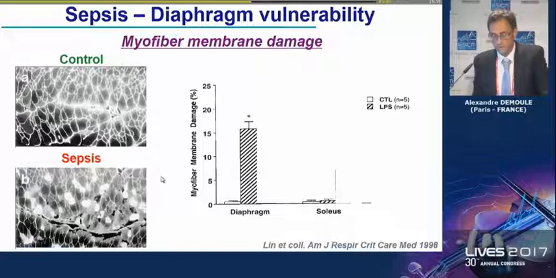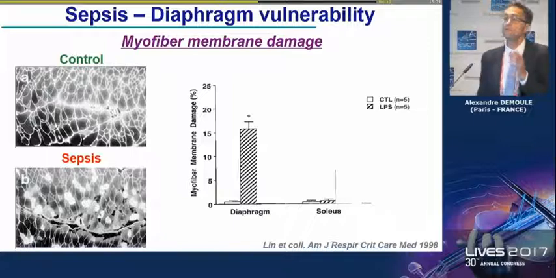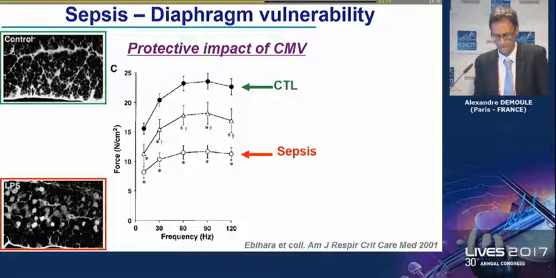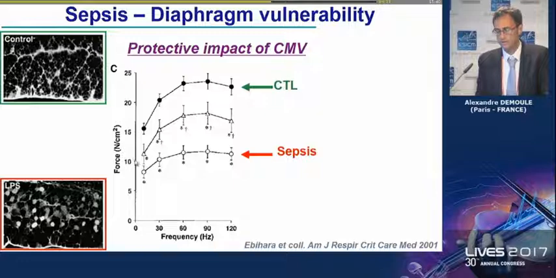But what is very interesting is that the extent of muscle injury was much higher in the diaphragm than in the soleus. So there is something very specific that happens to the diaphragm and that does not happen to the soleus. So what happened? There's sepsis, inflammatory mediators, and then myofiber injury and diaphragm dysfunction, but only the diaphragm, not the soleus. So why? To start answering this question, they compared control animals against septic animals, and as planned, they observe here the force of the diaphragm on the y-axis, and in the septic animal, there was a very important diaphragm dysfunction with major diaphragm injury, white dots, as compared to controls.